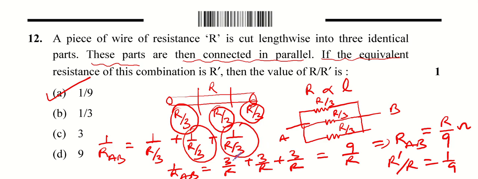So in the numerator it will be 3 by R plus 3 by R plus 3 by R. Now 3 plus 3 plus 3 will be 9 by R. So finally, if you take the reciprocal, R_AB is equal to R by 9 ohm.